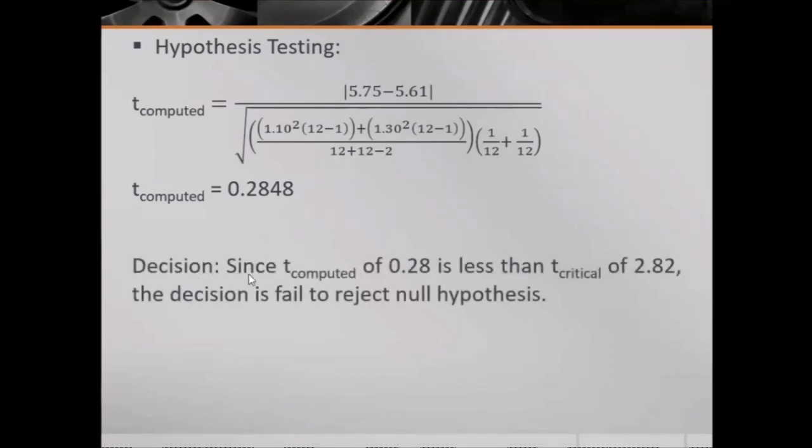Okay, para sa decision, since the T computed of 0.28, rounding off na tayo, is less than the T critical value of 2.82. Obviously, di ba mas mababa yung T computed. Then, the decision is fail to reject the null hypothesis.